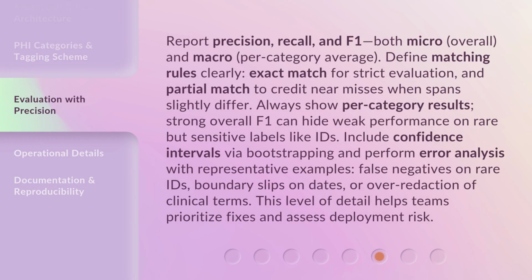Report precision, recall, and F1, both micro, overall, and macro, per category average. Define matching rules clearly. Exact match for strict evaluation, and partial match to credit near misses when spans slightly differ. Always show per category results. Strong overall F1 can hide weak performance on rare but sensitive labels, like IDs.